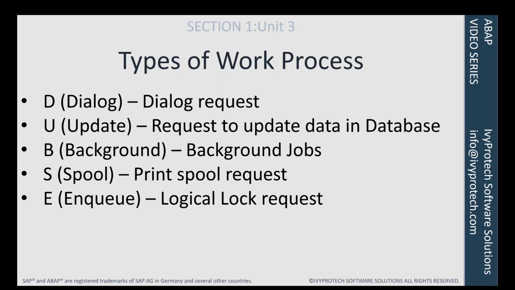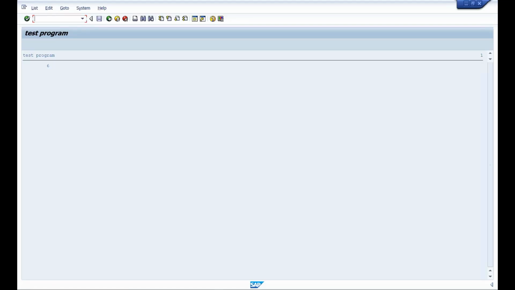Similarly, if you are running a background job, so you want to run a report every weekend at a particular time, then you don't need to be physically present to execute it. You can schedule it to run in the background. So background requests are handled by the background work process. And similarly, if you're giving a print spool request, then those are handled by the spool work process.